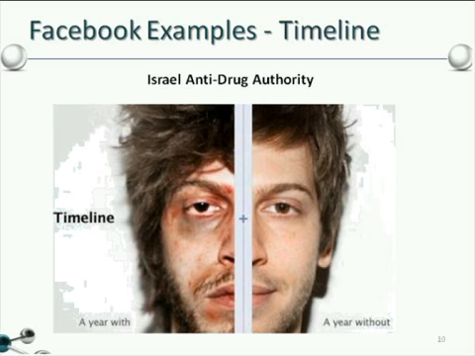This image, by the way, is a graphic the Israeli Drug Authority created to illustrate the new timeline feature, showing 2 years in the life of a person, the left representing a year on drugs and the right a year sober.